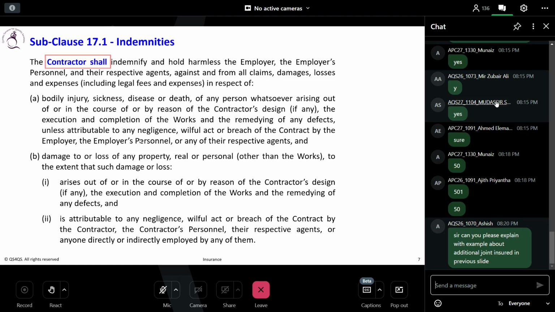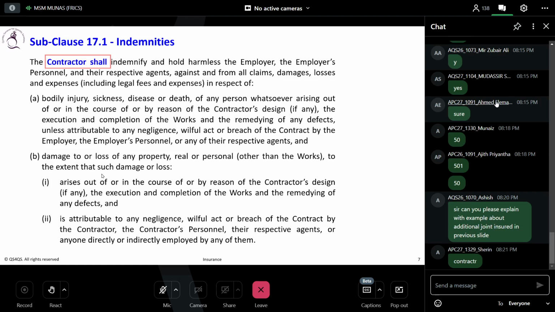If anything went wrong, the contractor shall indemnify and hold harmless the employer. Now what happened? Somebody got injured at site because of the contractor's poor workmanship. There were some health and safety issues, and they have to be taken to the hospital and treated well. Who's going to bear this cost? What do you think? The contractor, isn't it?